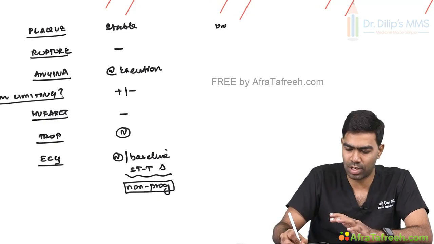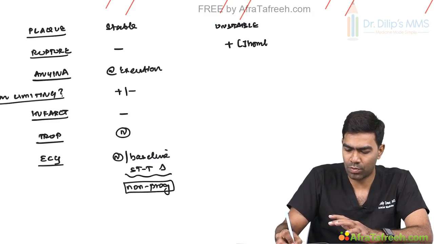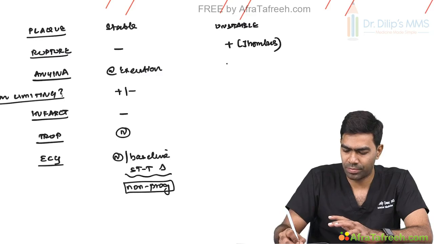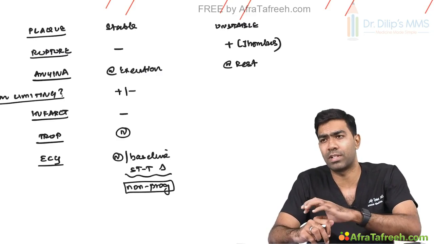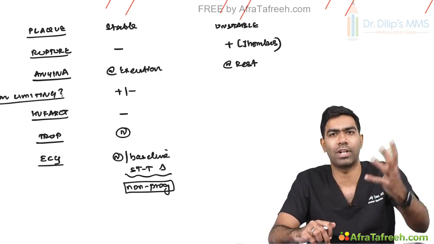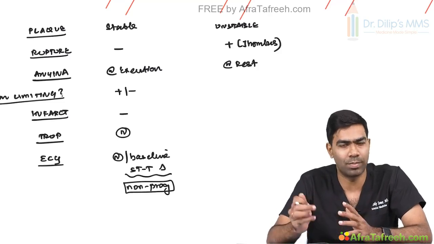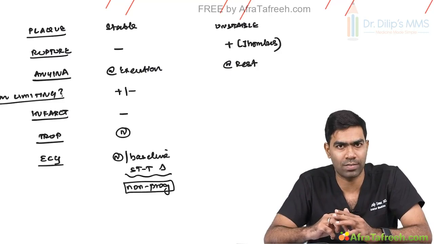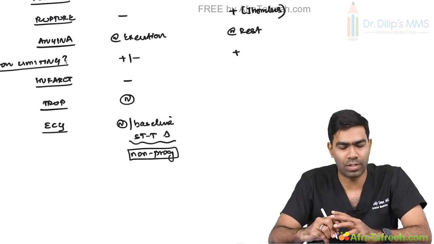Here the plaque is surely unstable, no doubt about that. Rupture, yes, that's why you are having a thrombus formation. Angina, typically they will have resting angina, but unstable angina can sometimes present with a spectrum of clinical features like crescendo angina and many other stuff, which we'll be discussing subsequently. We have a separate Braunwald classification for that. And is it flow limiting? Of course it is flow limiting without a doubt.